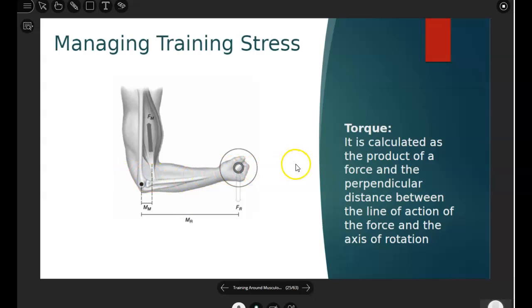So if the external moment arm right here increased, would my muscles have to produce more or less force to overcome that load? You can type it in. If my external moment arm, where it says MR, got bigger, would my muscles have to produce more or less force? What do you think? Type it on in.